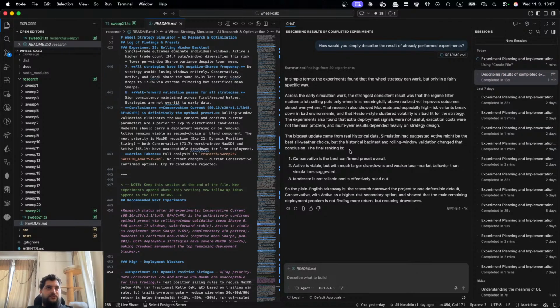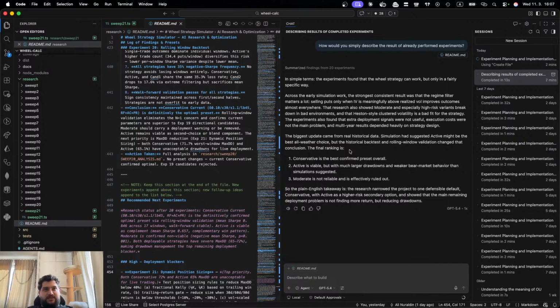So that research also shows the moderate and especially high risk variance breakdown in bad environments, and that Heston style clustered volatility is a bad fit for the strategy. The experiments also found that extra deployment signals were not useful. Execution costs were not the main problem, and multi-year results depended heavily on strategy design. The biggest update came from the real historical data.